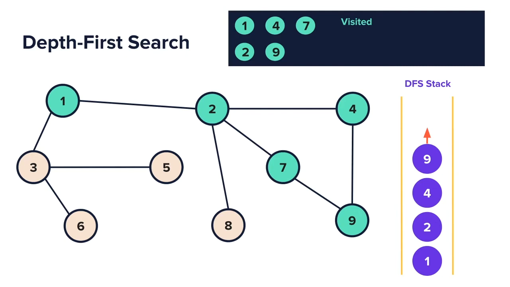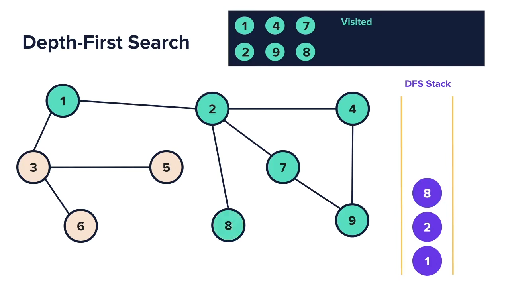Once the stack is completely empty, we'll know that we're done with every vertex. At that point, the search will be complete. 4 is at the top once 9 is gone. Again, it has no unvisited neighbors, so we'll pop it off. Now we're back to 2. This vertex does have an unvisited neighbor, so we should visit it.